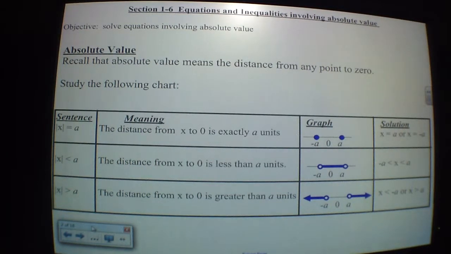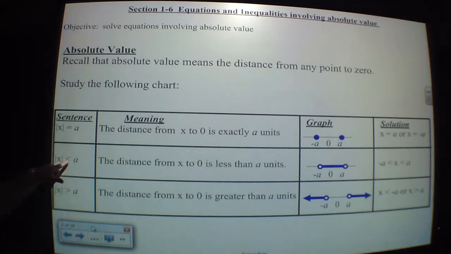Section 1.6, equations and inequalities involving absolute values. Recall what absolute value means. It means a distance from any point to 0. So the absolute value of x is equal to a means the distance from x to 0 is a units.